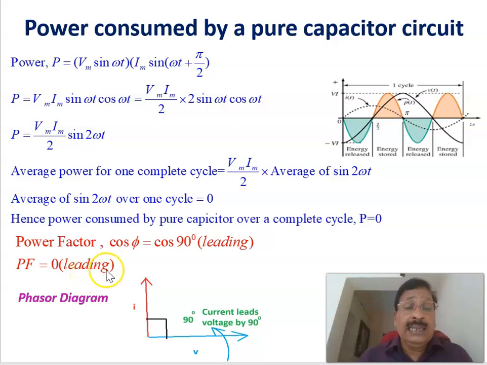Another way, based on apparent power and real power: the real power is equal to 0, which is why the power factor is equal to 0. Therefore, the power factor of a pure capacitive circuit is equal to 0. We call it ZPF, zero power factor leading. Again, this is the phasor diagram as I already explained. The current vector is leading the voltage vector by 90 degrees.